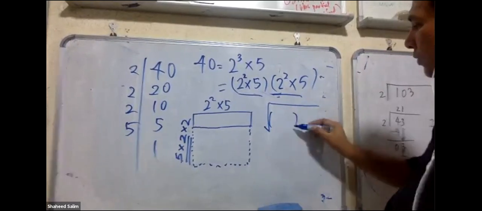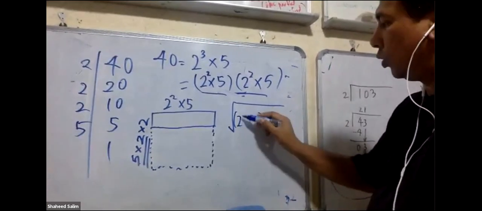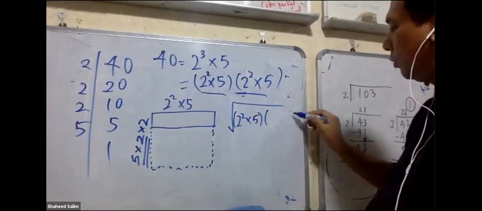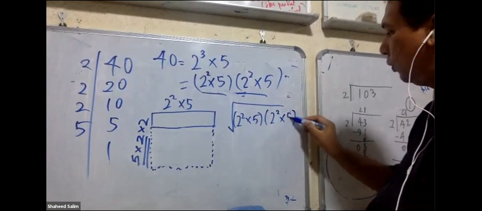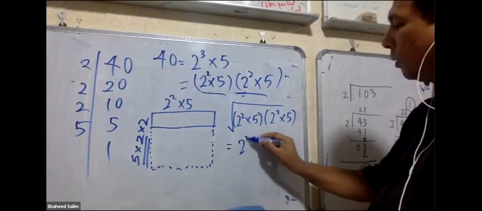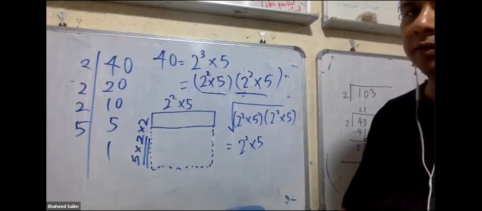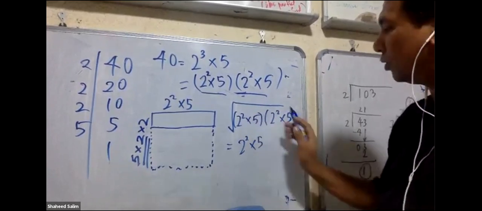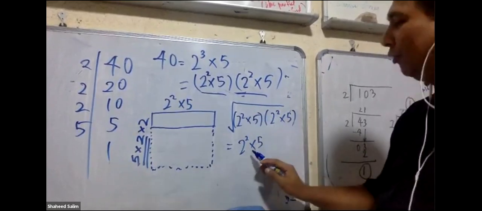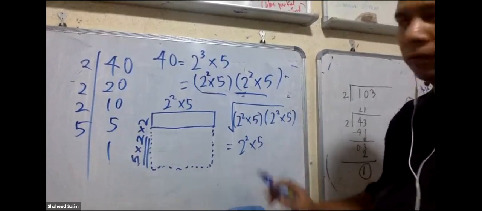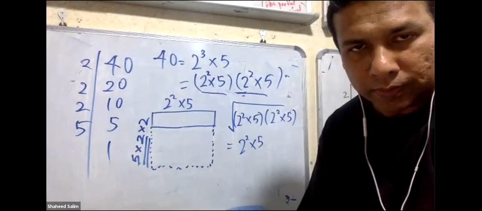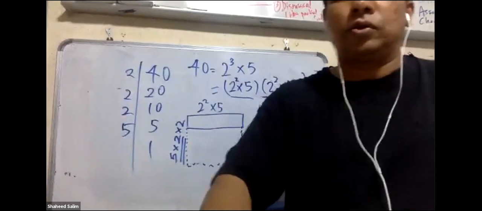Let's say if you have something like this, 2 to the power 2 times 5 times 2 to the power 2 times 5. When you square root it, the answer is 2 to the power 2 times 5. Same number times itself. Like 5 times 5, the square root of 5 times 5, or 25, is 5. Are you lost? No. Okay. Now you try to do that question.